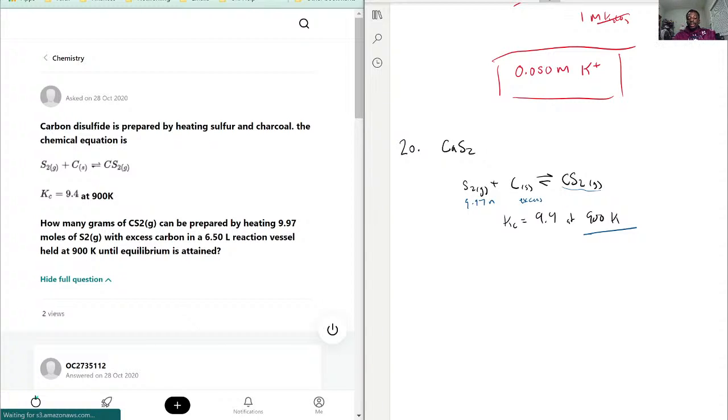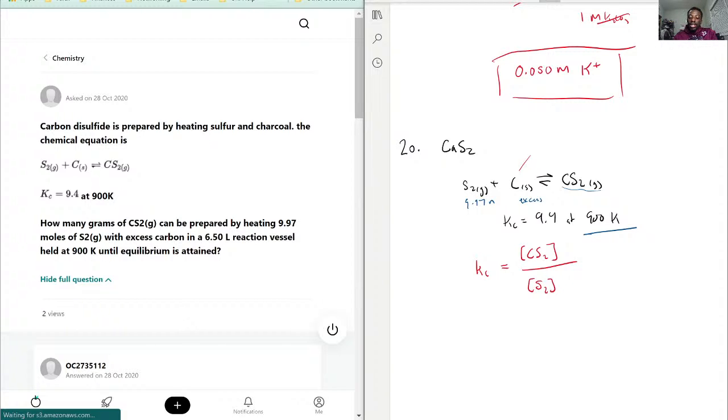Because the Kc is 9.4, you actually have to use the products over reactants to find the equilibrium. So Kc is equal to products over reactants. It's going to be the concentration of CS2, so the moles of it, over the moles of S2, times the moles of C. But because C is a solid, when you're trying to find the equilibrium, you do not factor it in, which is also convenient that they have it in excess.